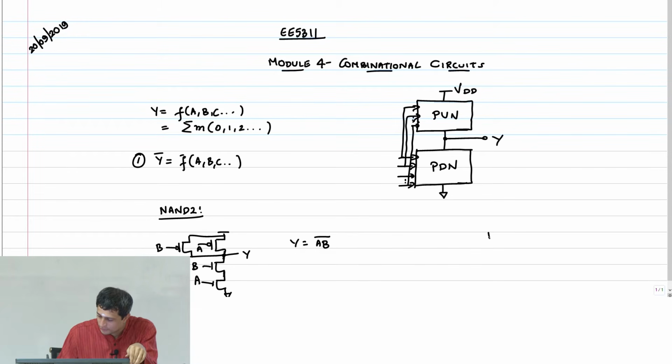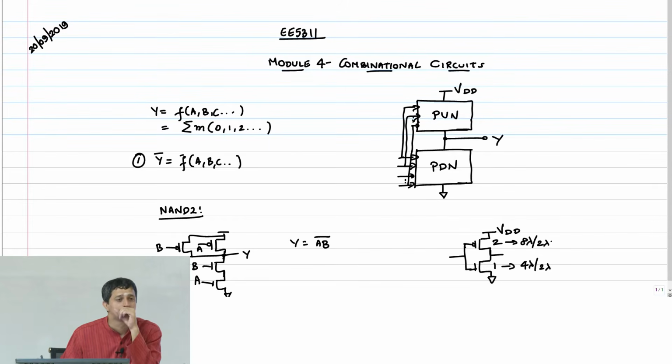And what is our reference inverter? It is basically this guy, with VDD. So this is 1 and this is 2. And what does this 1 and 2 mean? This could be, for example, 4 lambda by 2 lambda, and this could be 8 lambda by 2 lambda. We are only talking about the width when we talk about 1 and 2.